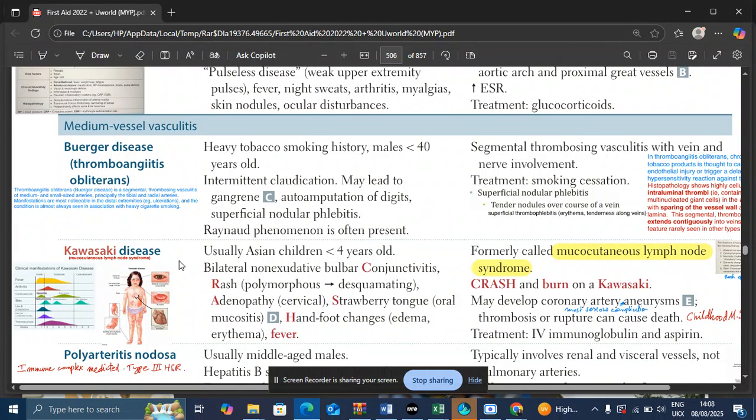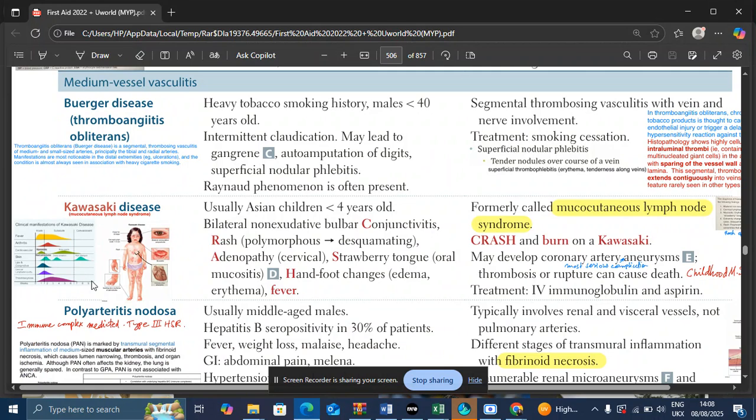Now, a very important topic from the medium vessel vasculitis, which is Kawasaki disease. Kawasaki disease is also called mucocutaneous lymph node syndrome. Giant cell arteritis is also called temporal arteritis. Takayasu arteritis does not have any other name, but Buerger disease is also called thromboangiitis obliterans. You should remember both of these names for every disease because you never know which.